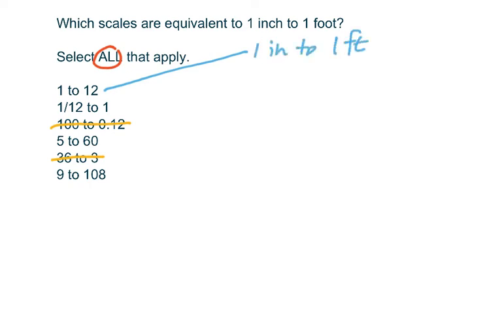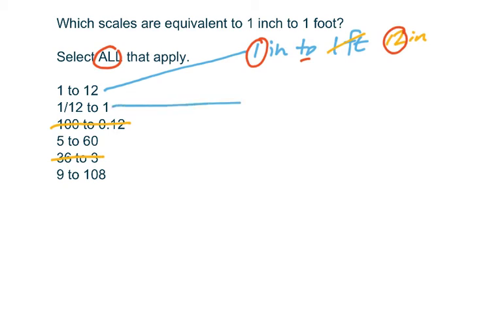So now I just need to check each of these to see whether they're equivalent to 1 inch to 1 foot. So the first one is equivalent if we keep in mind that instead of 1 foot, we could think of this as 12 inches. So once I write it as 12 inches, I can see the relationship of 1 to 12.